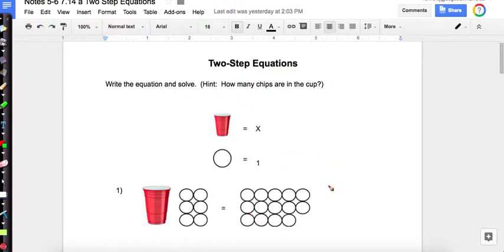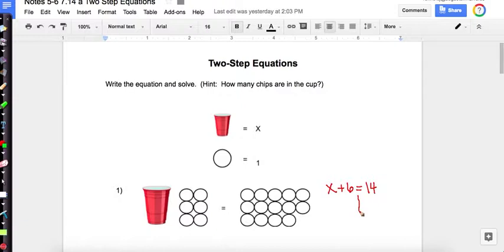So we have to write the equation. So x plus 6 equals 14. So we want to know how many chips are in the cup. So you're probably already thinking you know the answer, and you probably do. But let's show our work.